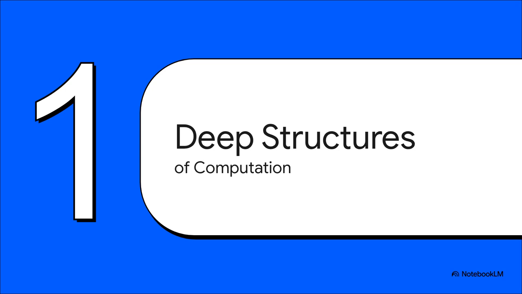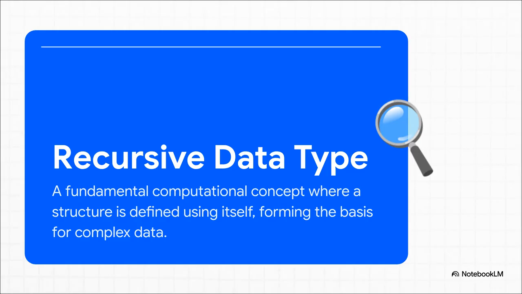Okay, so to understand this language, we've got to start with the deep structures of computation. We're going to begin with the most basic, but honestly the most powerful building block you'll find in just about any complex program. And that building block is the recursive data type. Now, the idea itself is actually kind of simple, but it's incredibly profound. It's just a structure that's defined in terms of itself. Think about a file system on your computer. A folder can contain other folders, right? Or a family tree, where a person has parents, who are also people. This self-referencing pattern, it's literally everywhere in software.